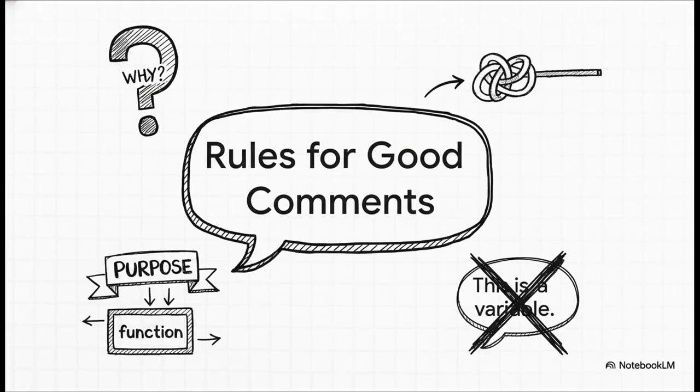So if we boil it all down, here are the golden rules. Your mission is to explain the why, not just the what. Use comments to help someone understand a really tricky piece of logic, or use them to give a quick summary of what a whole function is supposed to accomplish. And whatever you do, please avoid just repeating what the code already says.